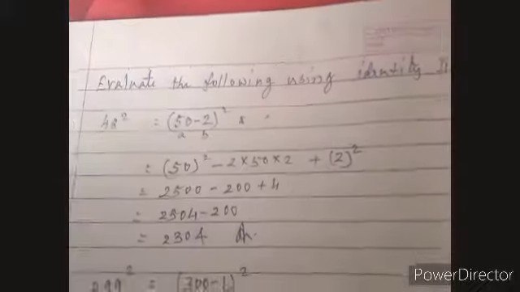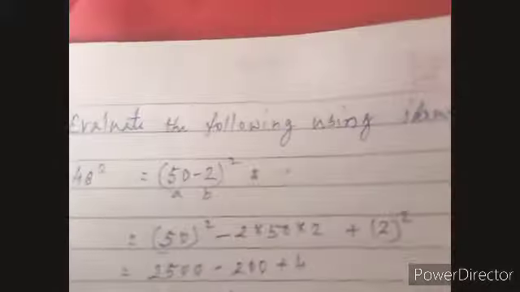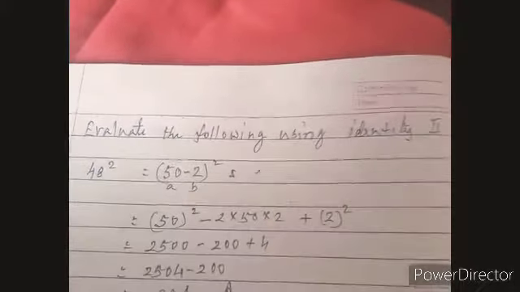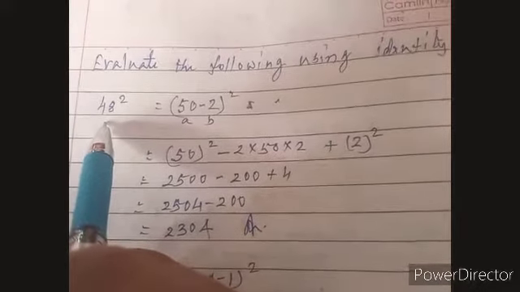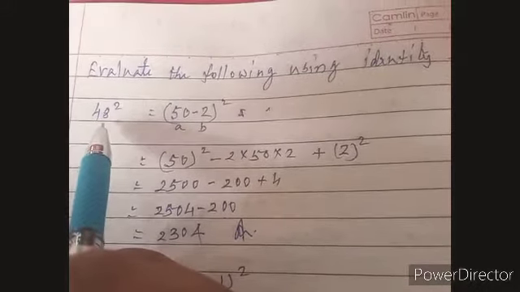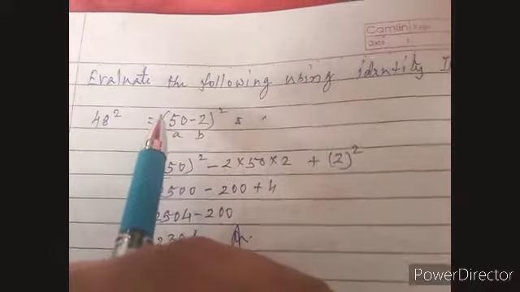That is question number 2. Evaluate the following using identity 2. Here it is 48 square. Now let us see, this 48 is to be converted in the form of a minus b.